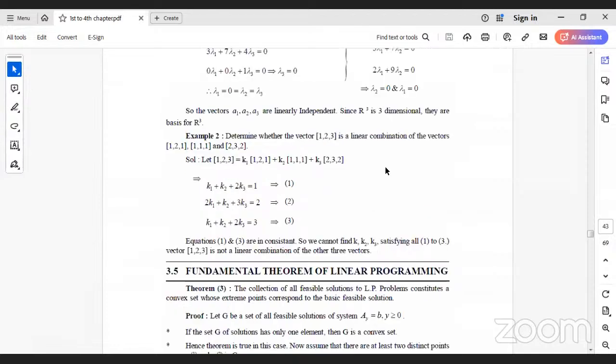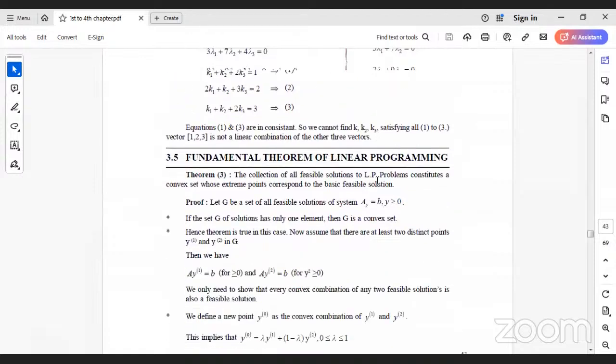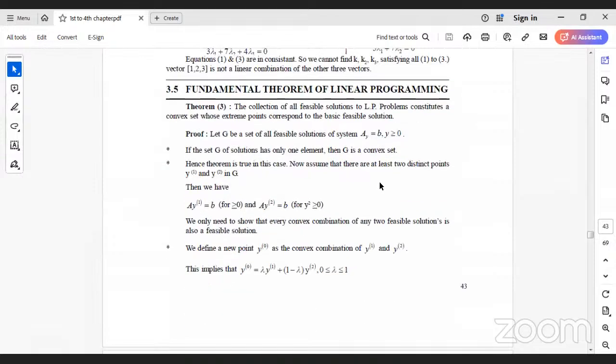సో ఇటువంటి ప్రాబ్లమ్స్ అడగవచ్చు మీకు ఎగ్జామ్ లో. ఓకేనా? ఫండమెంటల్ థియరమ్ ఆఫ్ లీనియర్ ప్రోగ్రామింగ్ ఇది కూడా అడగవచ్చు మేబీ.